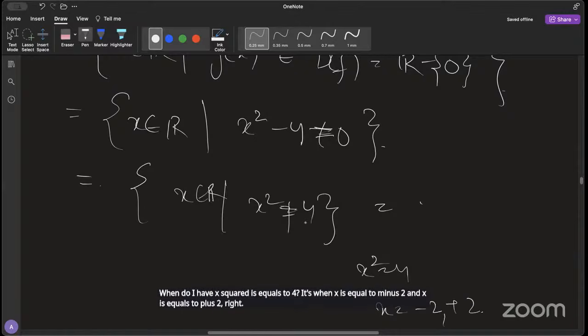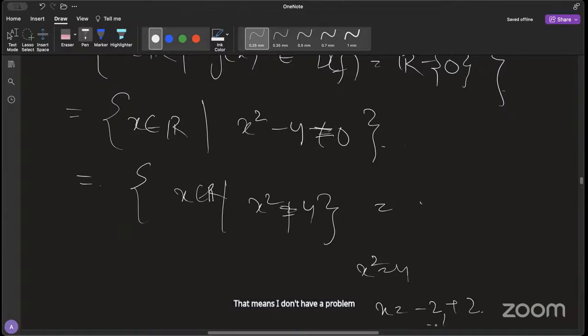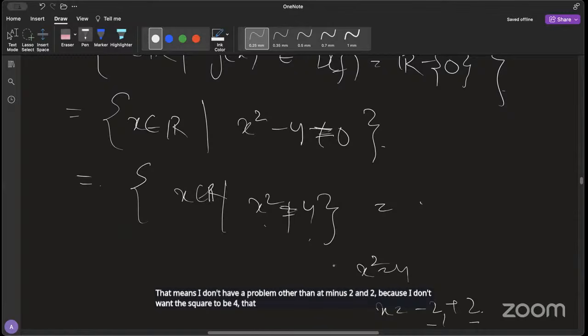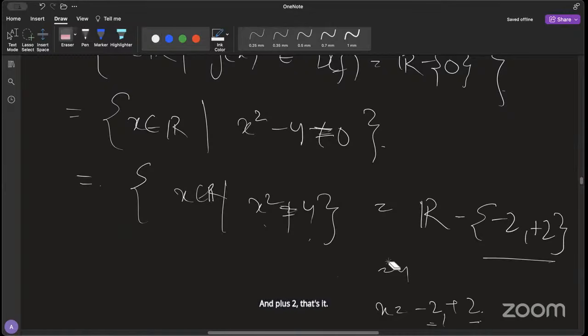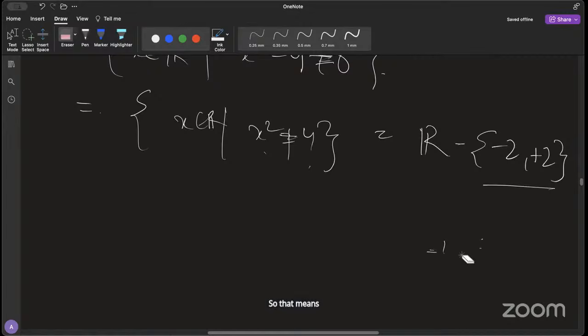That means I don't have a problem other than at minus 2 and 2, because I don't want the square to be 4. That means I don't want x to be minus 2 or plus 2. Other than that, all values of x are fine. I only have a problem at minus 2 and plus 2. That's it. So this other set of R's for the intersection is this.